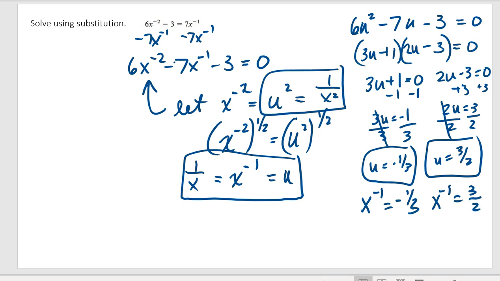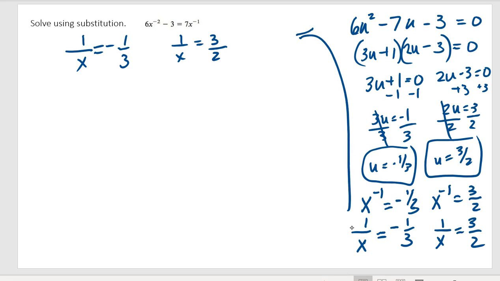So we can think of this a couple ways. It might be easiest to just say 1 over x is equal to negative 1/3, and 1 over x is equal to 3/2. And then you can use our cross multiplication technique. So we'll cross multiply it. 1 times 3 is 3, and x times negative 1 is negative x. Remember, we're not solved though unless we have a positive 1 coefficient. So we'll say x is equal to negative 3.